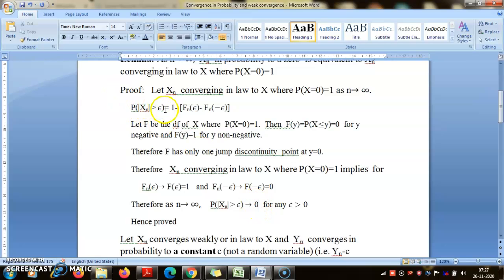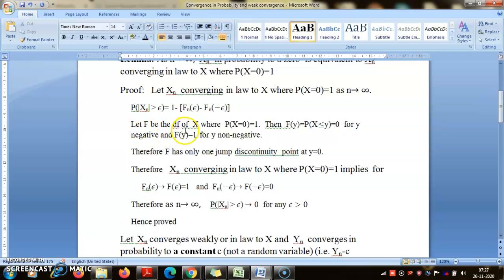So what is probability mod Xn greater than epsilon? This is equal to 1 minus probability that Xn is between minus epsilon and plus epsilon, and for any random variable, what is that probability? That is Fn(epsilon) minus Fn(minus epsilon), where Fn is the distribution function of Xn. Because you remember, for any random variable X, if F is its distribution function, then F(b) minus F(a) is the probability that X is between a and b. So therefore you have this formula.